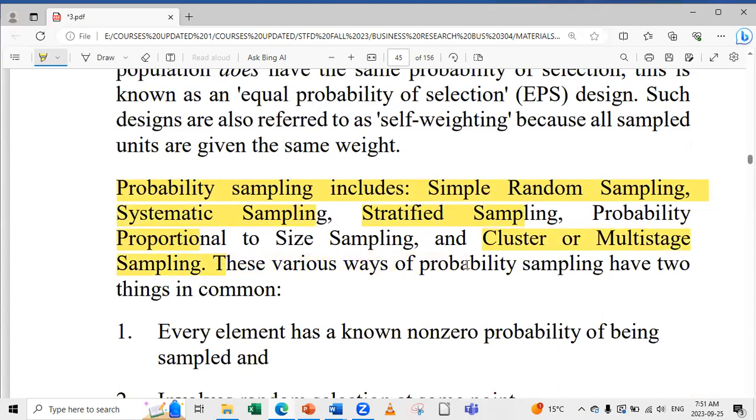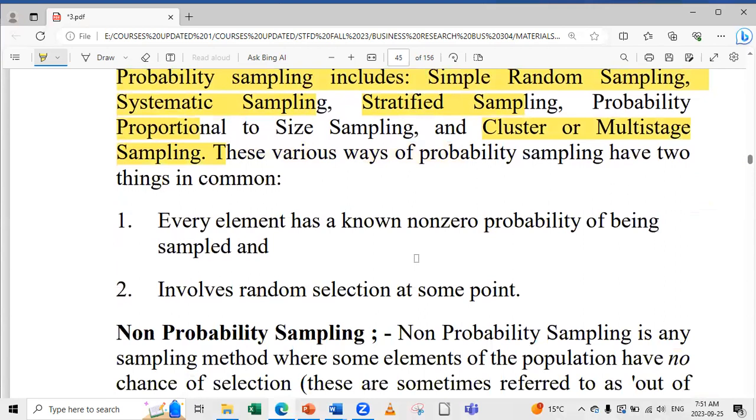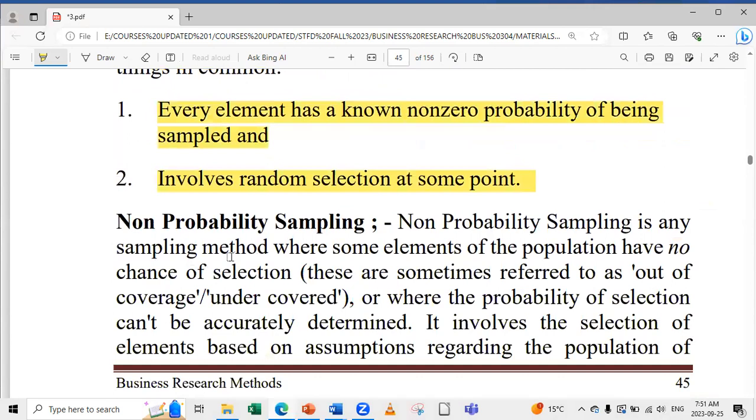These various ways of probability sampling have two things in common. So probability sampling has two characteristics. Every element has a non-zero probability of being sampled, and it involves random selection at some point. So there is random selection, and everyone has the same chance to appear in the results. Probability sampling is random, with an equal chance for any sampling unit to be selected.